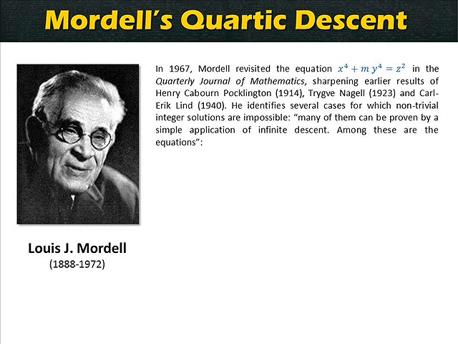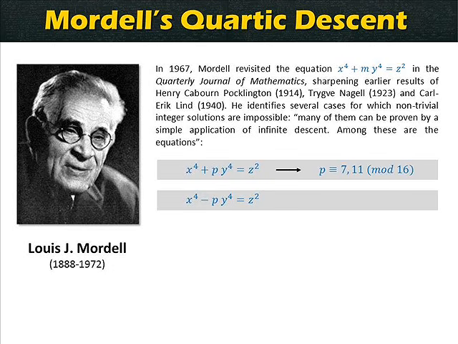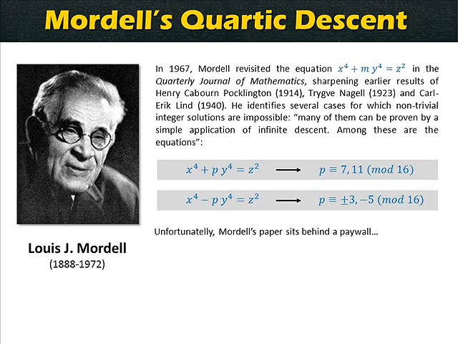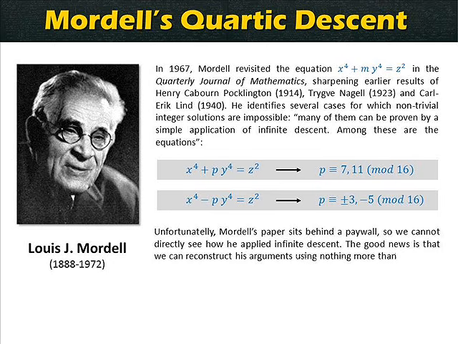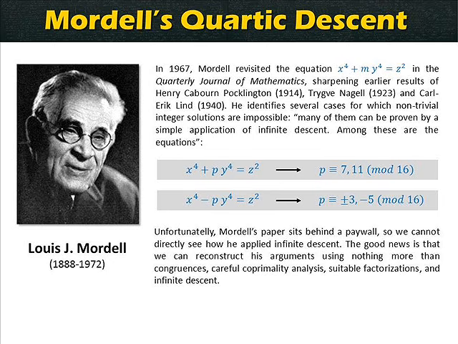Among these are the equations with m prime, the positive sign case p is congruent to 7 and 11 modulo 16, and the negative sign case p is congruent to 3, 11, and 13 modulo 16. Unfortunately, Mordell's paper sits behind the paywall, so we cannot directly see how he applied infinite descent. The good news is that we can reconstruct his arguments using nothing more than congruences, careful coprimality analysis, suitable factorizations, and infinite descent.